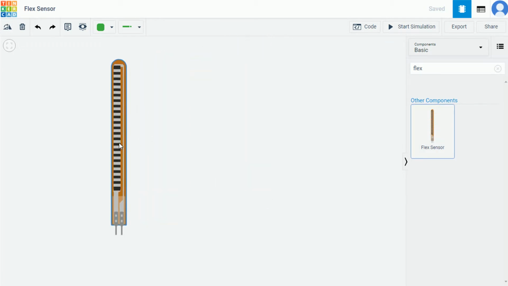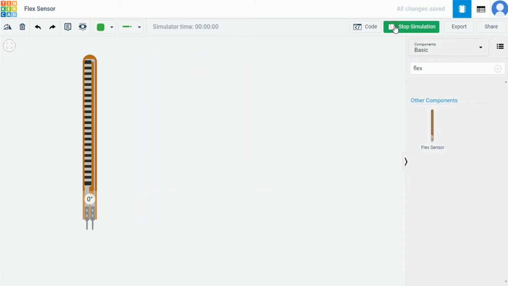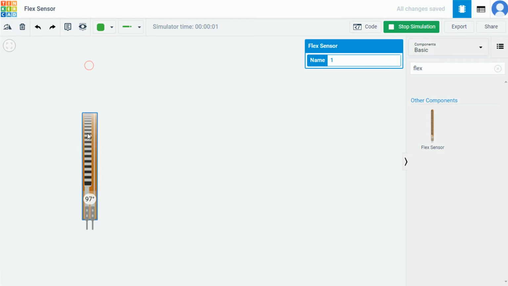This is what a flex sensor looks like. The reading below indicates its bending angle. Currently it is 0 degree, that means it is straight. Let's check its bending capacity. It can bend maximum up to 180 degrees.